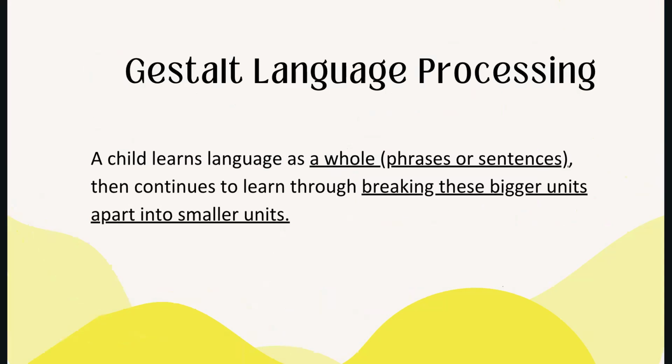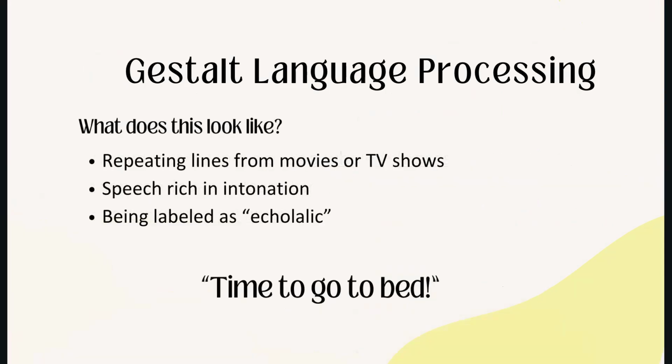But that is not to say that Gestalt language processing is atypical. So a child with Gestalt language processing learns language as a whole in phrases or sentences. And then they have this big chunk that they start breaking into smaller chunks. And then they start using those pieces with other pieces that they've learned from big chunks. So let's talk about an example of this. So what can this look like? Well, a child may be repeating lines from movies or TV shows.